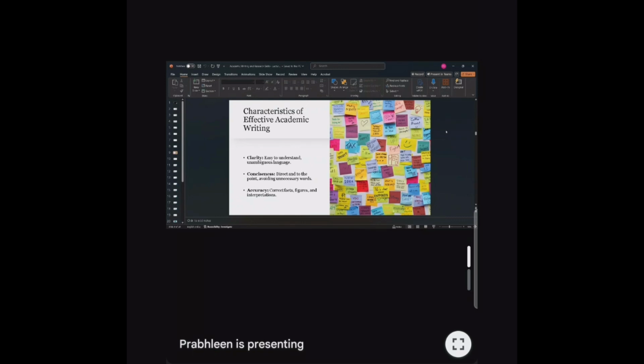So what are the characteristics of academic writing? Like how does it look? First, it's very clear. You have to write in very proper, simple English or Bangla or whatever language your country's journal accepts. You have to write something that's very easy to understand, even for a 10-year-old kid, so that you can convey your idea.